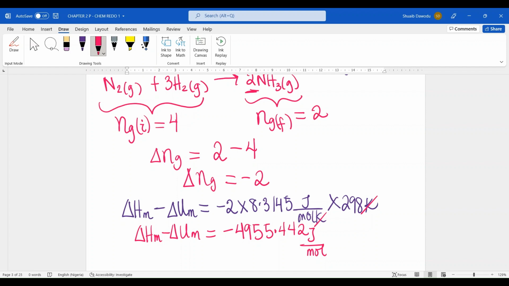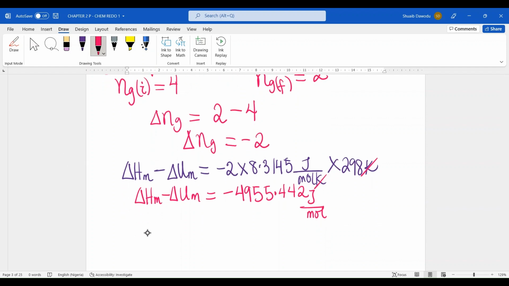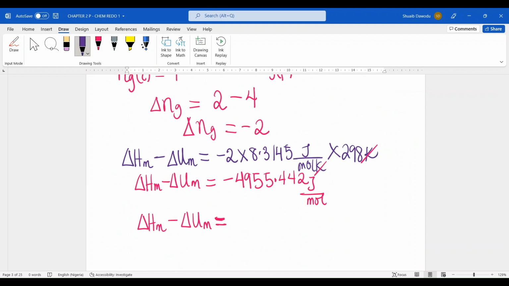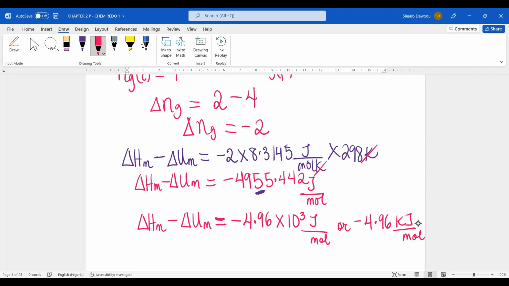But of course, we know in chemistry we have to make sure we clean up our work a lot more. We have to put it in the lowest number of significant figures based on the numerical values we were given in the question. If we go back to our question, the numerical value we were given is the temperature, which is 3 sig figs. So we have to put our final answer in 3 sig figs. What we end up with is negative 4.96 times 10 to the power of 3 joule per mole, or negative 4.96 kilojoule per mole. This is the answer to this question.